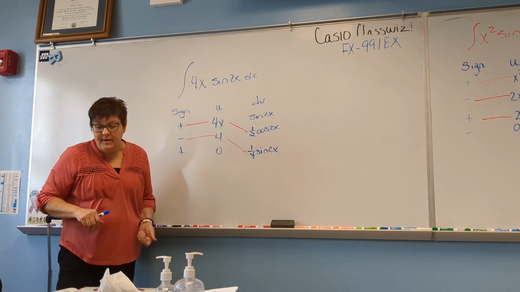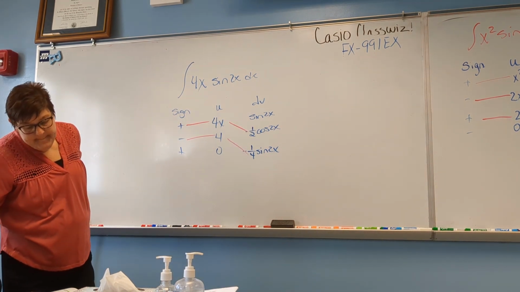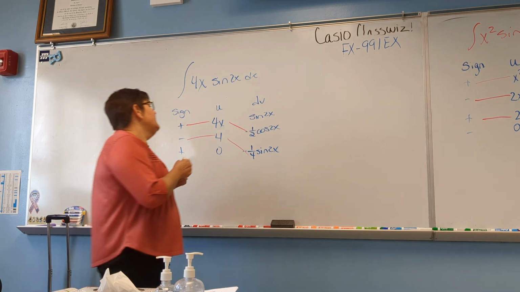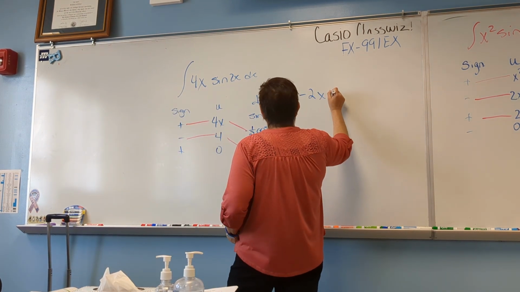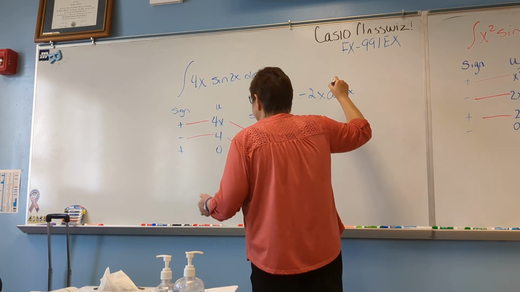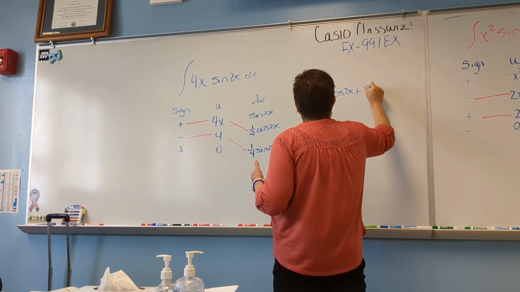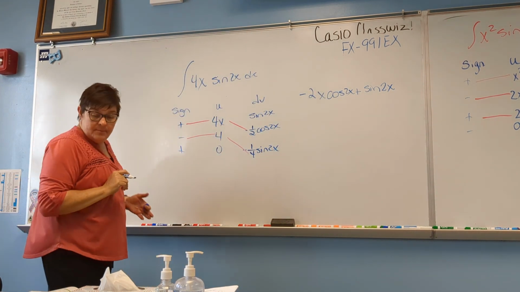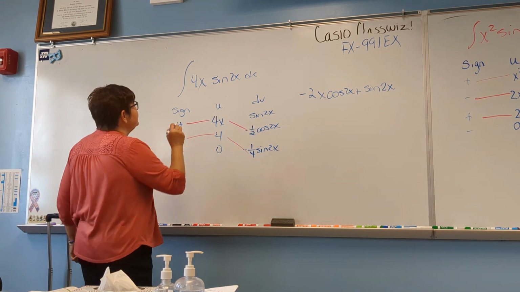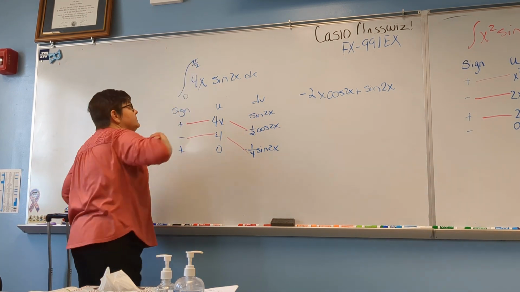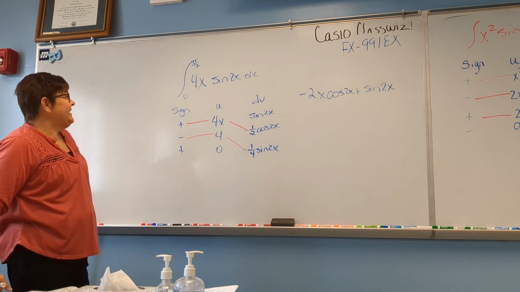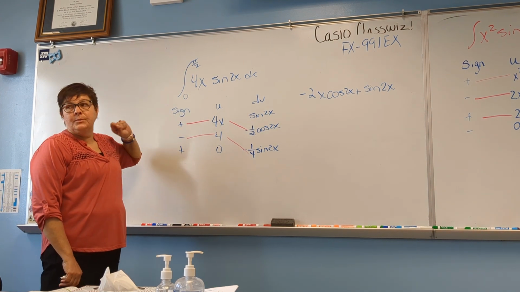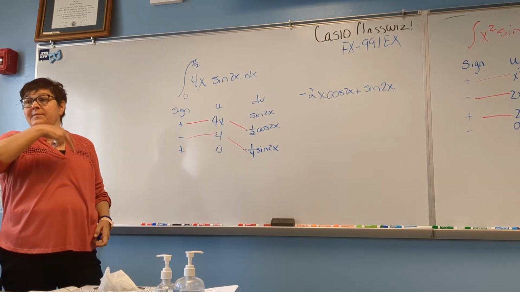Write it all out, friends, write it all out. Negative x times 2 cosine of 2x, plus sine of 2x two times. Now, what happens if in the beginning I did this, from 0 to pi over 2? I don't do a plus c, what do I do now? You plug it in. Plug in pi over 2 and then plug in 0 and subtract your answers. So give that a whirl.